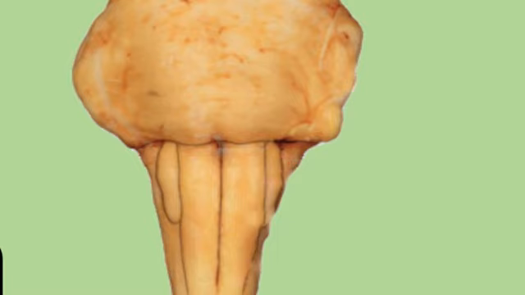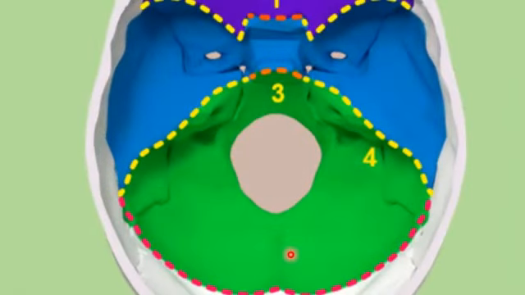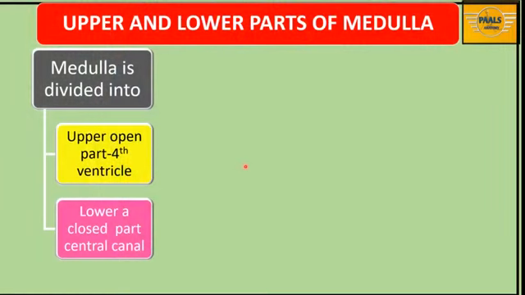The length is about 3 cm, and the width is about 2 cm. The medulla is located in the posterior cranial fossa. Anteriorly, it relates with a part of the posterior cranial fossa called the clivus, and posteriorly, it relates with the cerebellum. We'll consider the parts of the medulla.